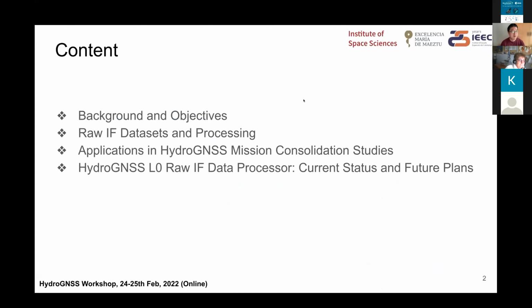In this talk, I will introduce the background and objectives of this study, the RAW-F data and processing strategy, and how to apply the RAW-F data in the mission consolidation studies. Finally, I will briefly introduce the status and the future plans of the mission level 0 RAW-F data processor.